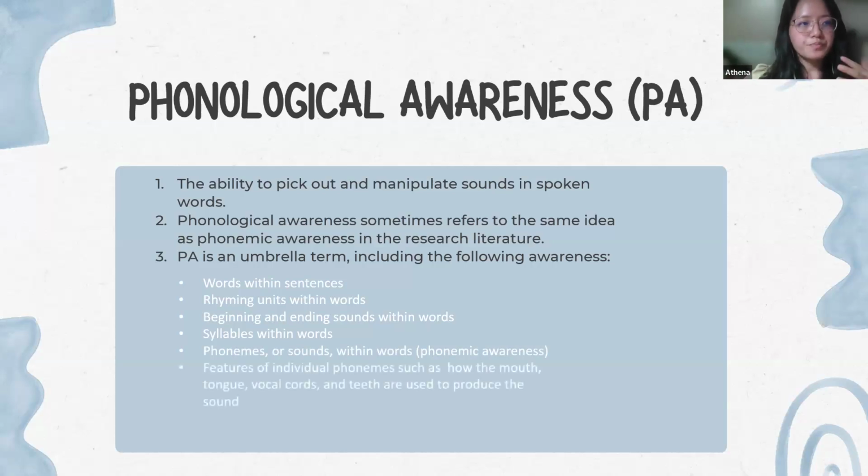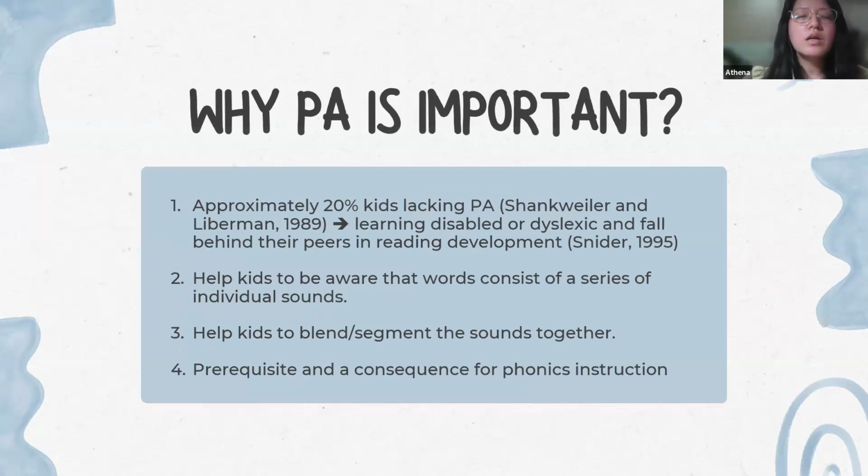Okay, so there are features of individual phonemes, such as how the mouth, the tongue, the vocal cords, and the teeth are used. Those are all smaller elements that they have to pay attention to. So it's very important. Why? This is the second question, actually the second question in the beginning slides, but I want to ask you why building up phonological awareness is important. Maybe I will ask Florence.